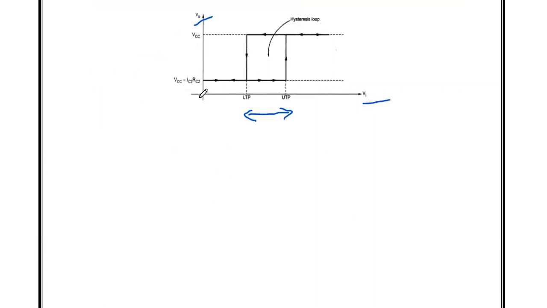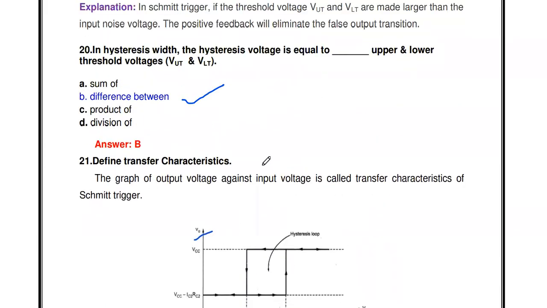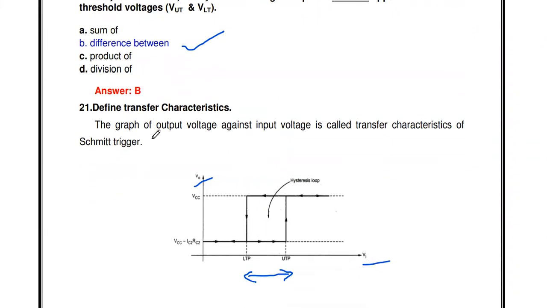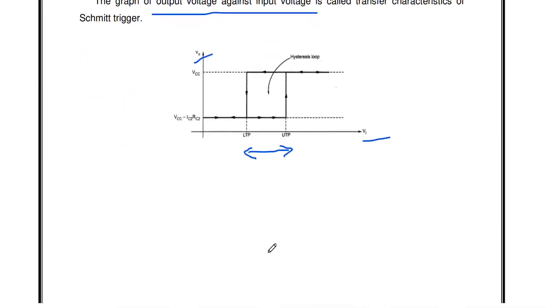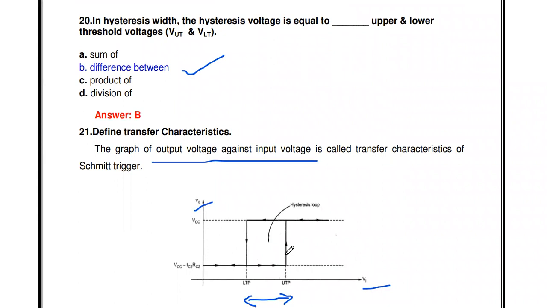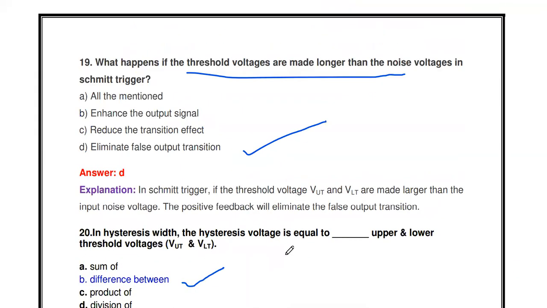Then what is transfer characteristics in Schmitt trigger? The transfer characteristics is nothing but the graph of output voltage against the input voltage. Input versus output graph is called the transfer characteristics. So these are some of the questions from the bistable multivibrator and Schmitt trigger circuit.